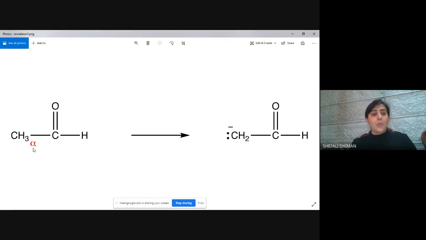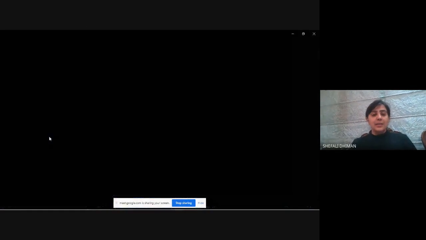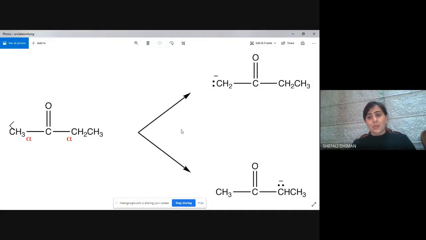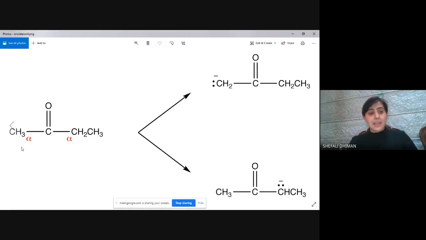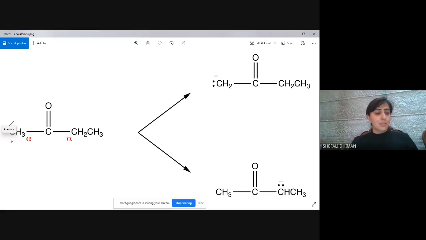You can see when I abstract the proton from the alpha hydrogen, the resulting negative charge is stabilized. How is this resulting negative charge stabilized? It is stabilized because of resonance stability. Now, there are two examples where it contains two alpha carbons. The first example contained only one alpha hydrogen, but this is an example which contains two alpha hydrogens, and you can easily see that the resulting negative charge is stabilized.